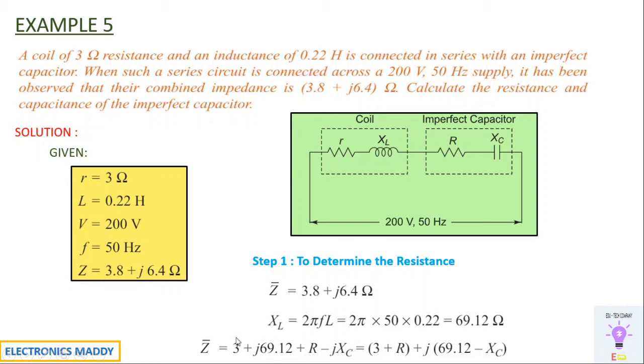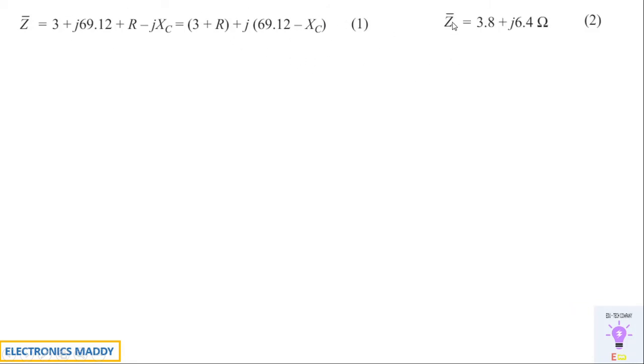So add the real parts together, this is the real part, and add the imaginary parts together. Take j common and represent it in this particular fashion. I'll be labeling this as equation 1, and I'm considering it in the next slide as well. Given the circuit data, Z bar is equal to 3.8 plus j 6.4 ohms. This is our equation 2.